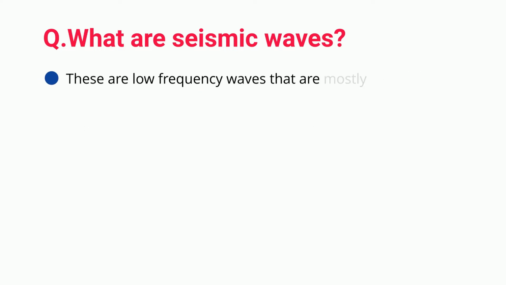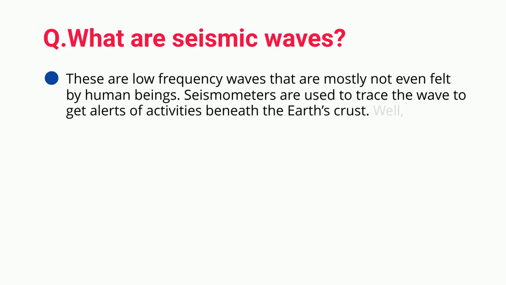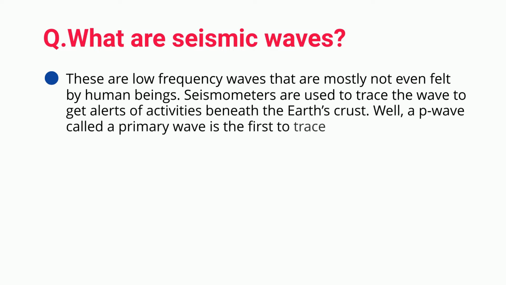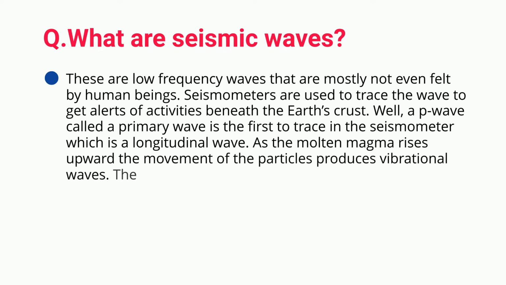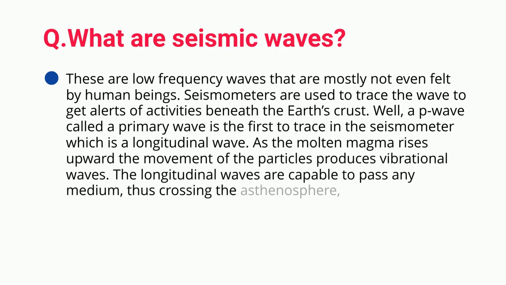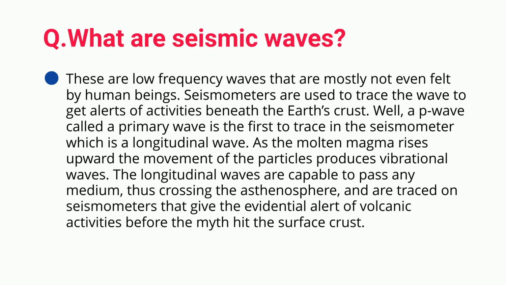These are low-frequency waves that are mostly not even felt by human beings. Seismometers are used to trace the waves to get alerts of activities beneath the Earth's crust. Well, a P wave, called a primary wave, is the first to be traced in the seismometer, and it is a longitudinal wave. As the molten magma rises upward, the movement of the particles produces vibrational waves.